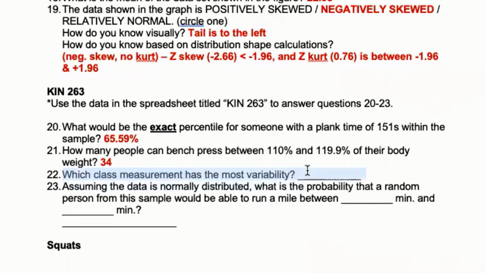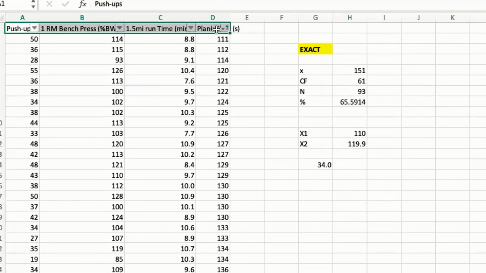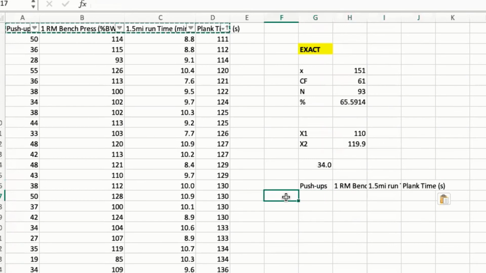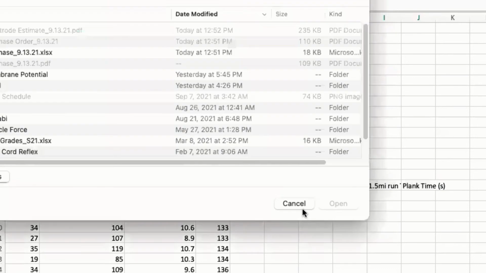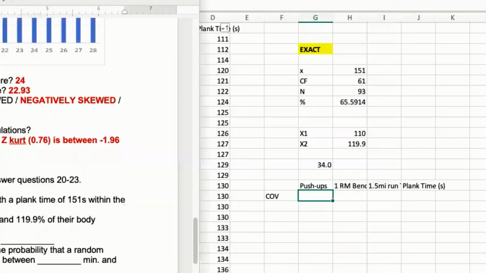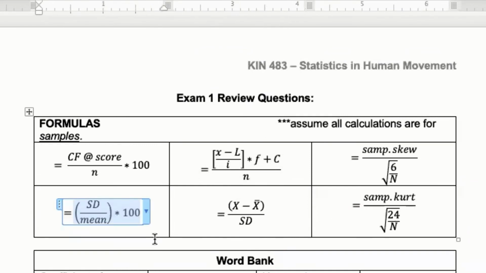Okay. Which class measurement has the most variability? What function or measurement would we use to calculate this? COV. This is another formula that I've included on your sheet, right here: standard deviation divided by the mean.